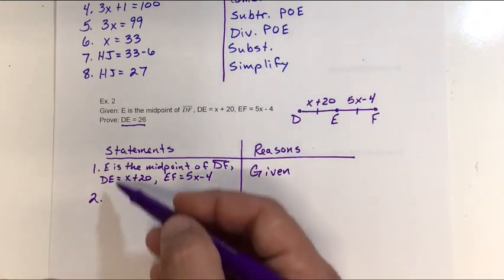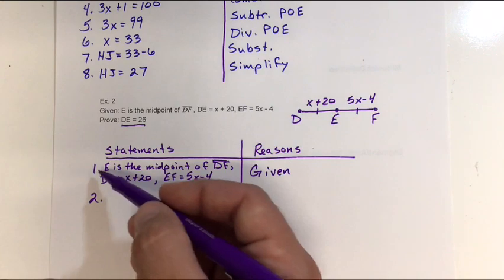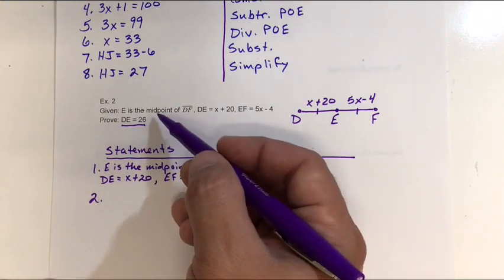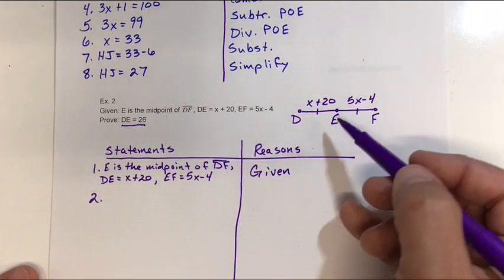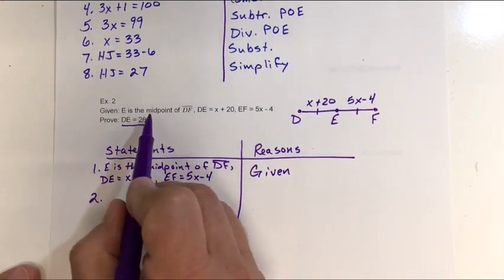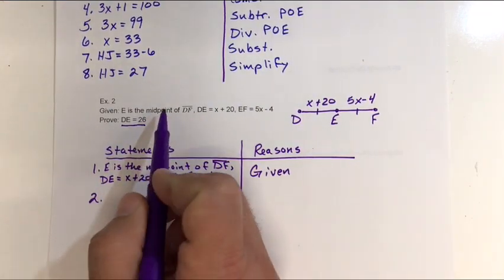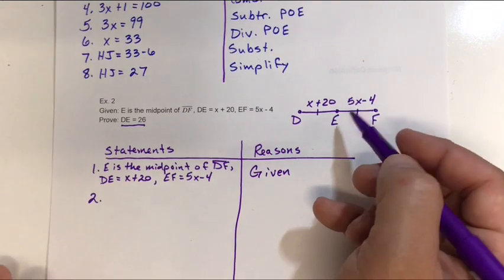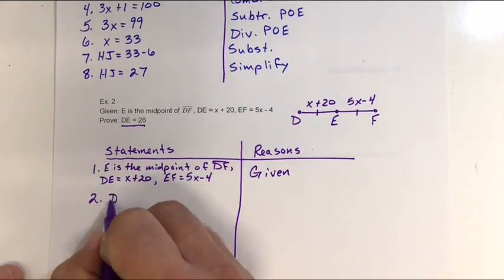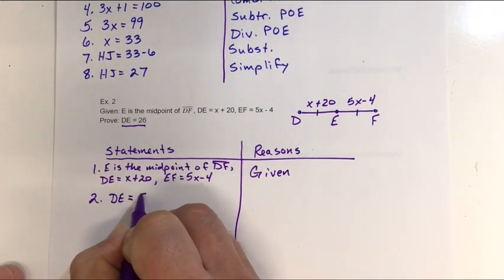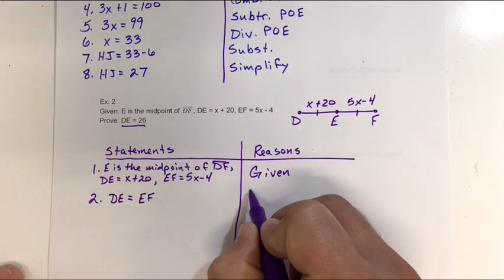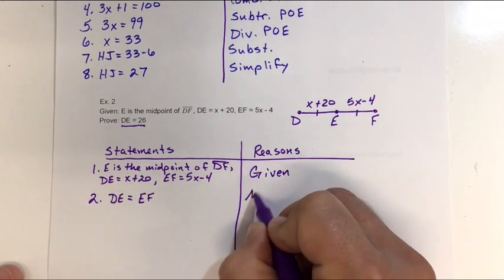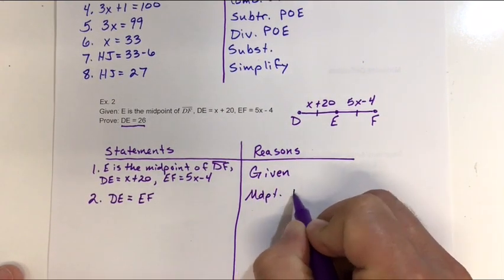We're still going to start off with our given statement. I'm putting all of the givens in because that word midpoint is very important for how I set up my equation. We're actually going to use the definition of midpoint now. If you go back to the front and look at the definition of midpoint, to set up an equation like this, the two parts are equal, because those are the two expressions I've been given. So I want to say DE equals EF, and my reason is the midpoint definition.